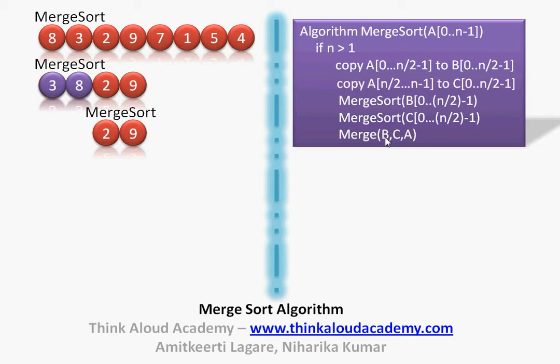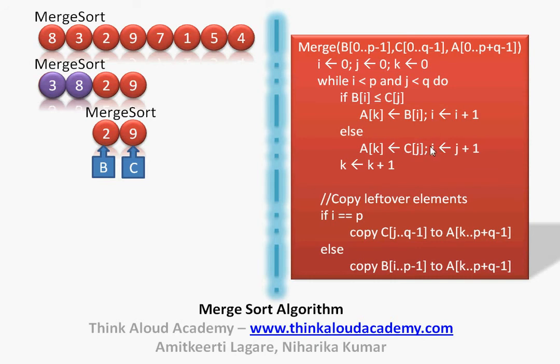Next is again the merge algorithm, which takes the sublists B and C and tries to merge them into A. So what do we do? We assign an index. The array B points to the left half sublist. The array C points to the right half sublist. I is indexing into this array and J is indexing into this array. We check if B of I is less than C of J. B of I is 2, which is less than C of J, which is 9. So I go and copy 2 into parent A.